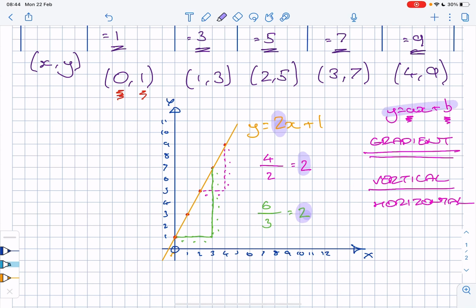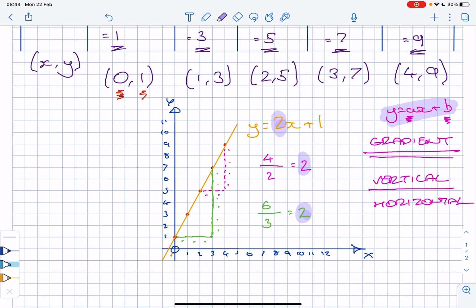And that applies as long as it's in the form y equals ax plus b. What I mean by that is that it's a single y. So we don't want 2y or 3y or half y or anything like that. It needs to be y equals, and then the number in front of the x. So however many x's we have is the gradient.